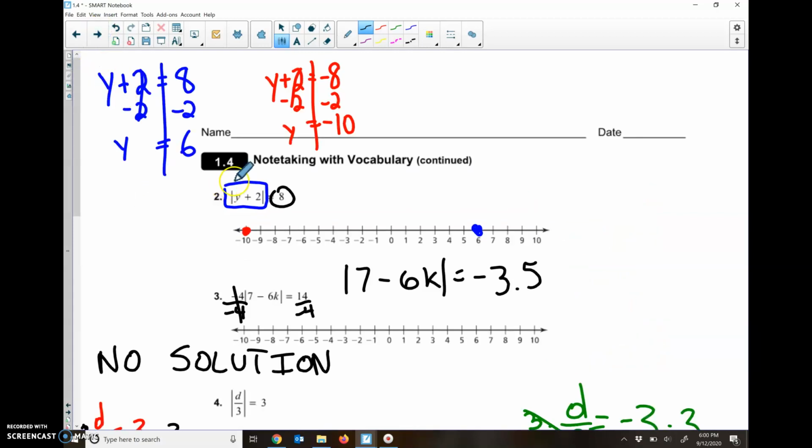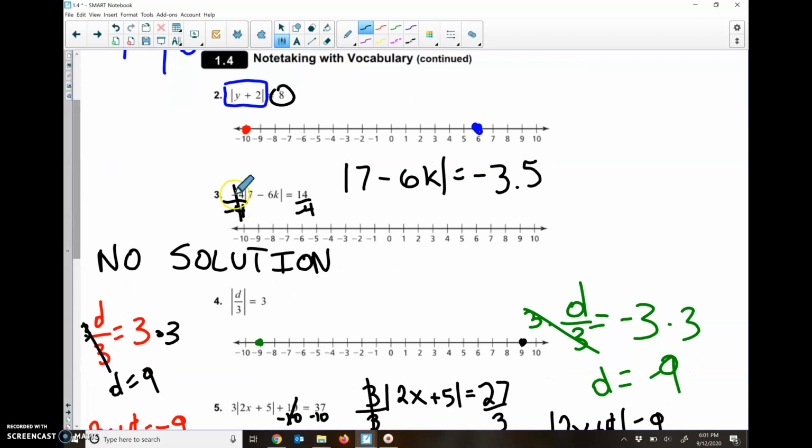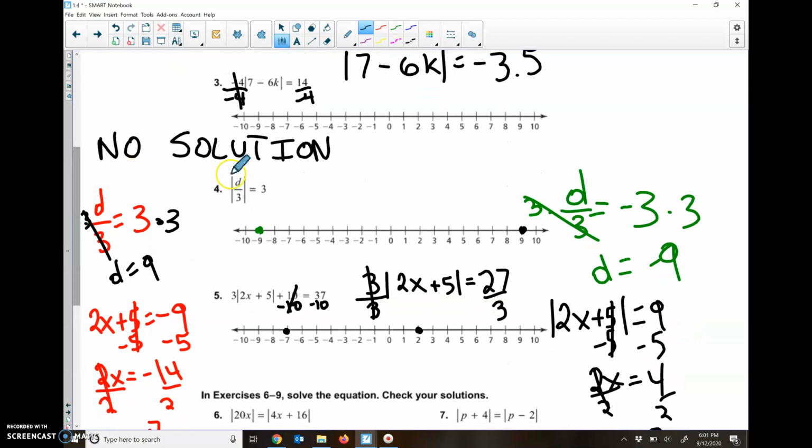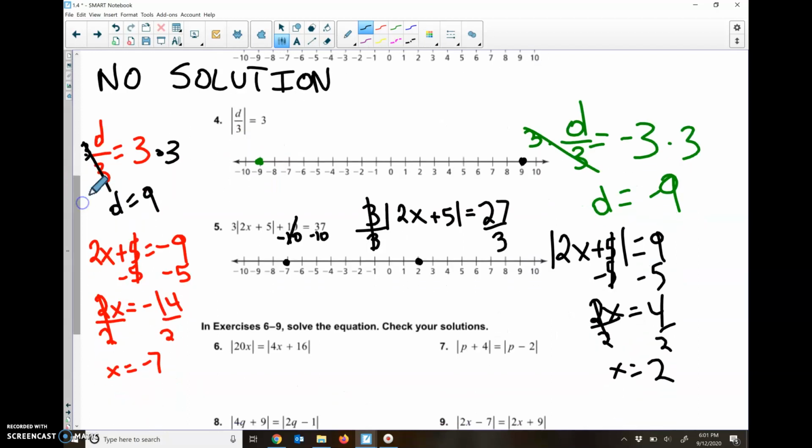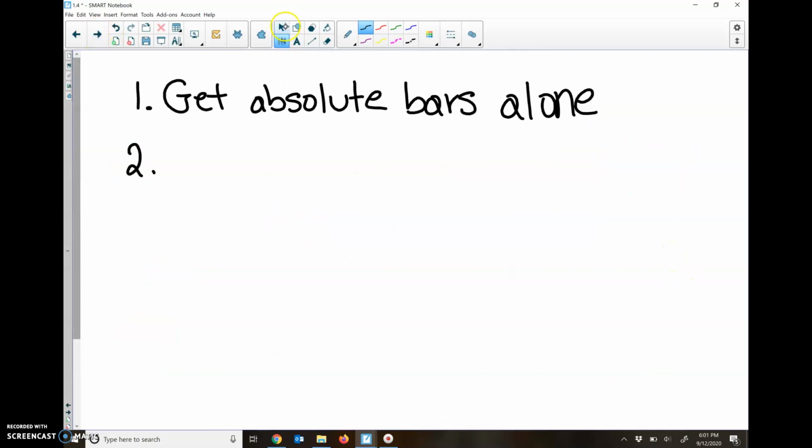Number 2, same thing. Absolute value bars were alone. So we can just start the problem. Number 3, we had to do some work. We had to get rid of that negative 4 before the absolute value bars were alone. Number 4, the absolute value bars were alone, so we can just set up the 2 problems. Number 5, it's kind of a pain. We had 2 things on the outside. We had the 10, we had the 3, so both of those needed to go away before we can set up our 2 problems. Okay, step 2.